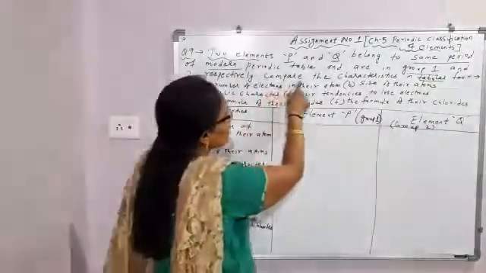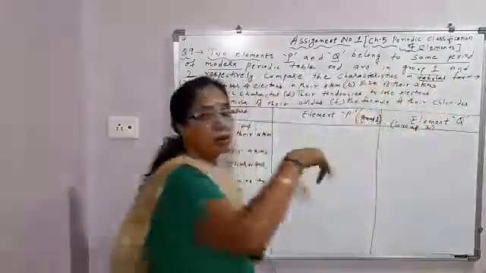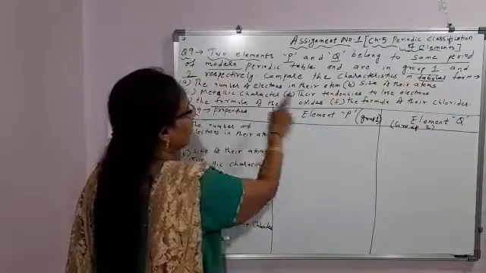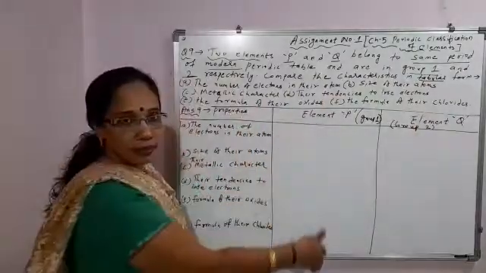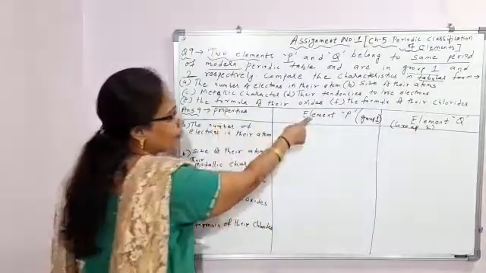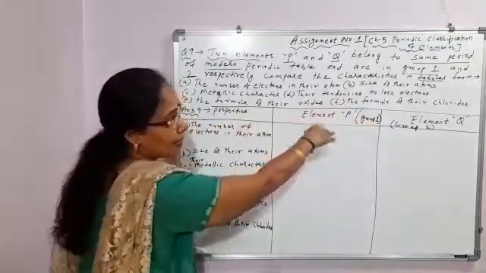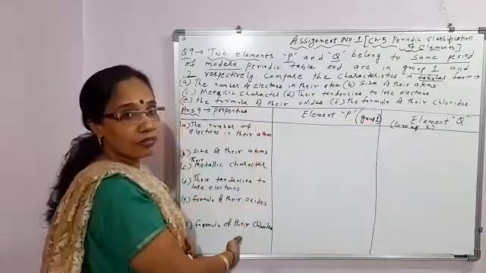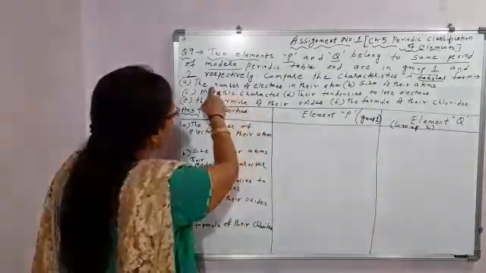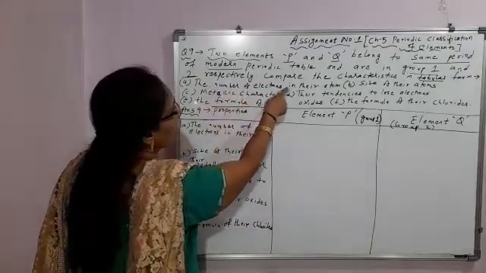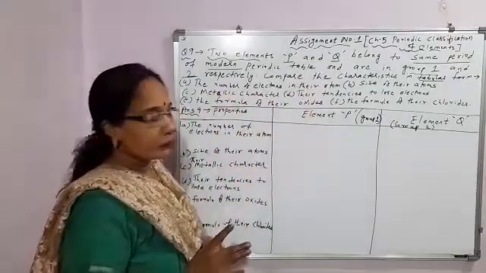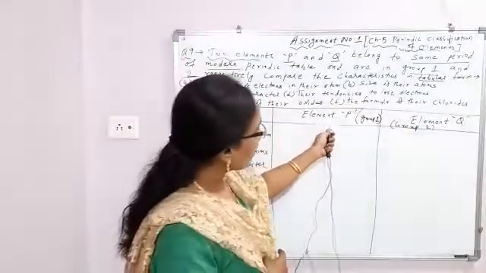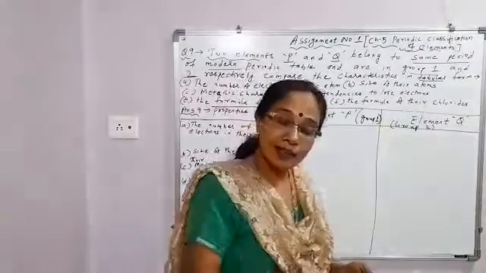Now you have to compare the characteristics in tabular form. These many characteristics are given: A, B, C, D, E, F. So I have made a table here: properties, element P, element Q, because element P and Q, their properties we have to discuss here in a tabular form. And what is the first characteristic? The number of electrons in their atom. How many electrons will be there in P and how many electrons will be there in Q?